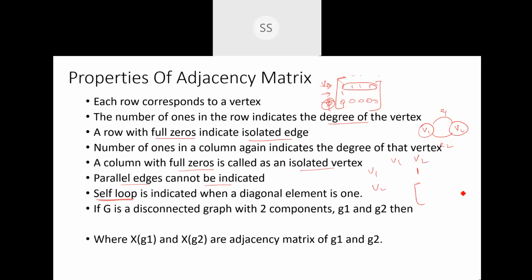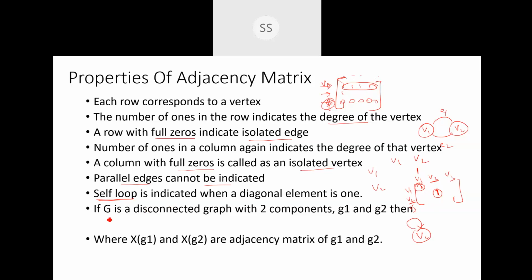Now, for the diagonal element condition, you can have V1, V2, and V3 along both rows and columns. If there is a 1 here, these are the diagonal elements. So I see a 1 here. That means I have a connection between V2 and V2. What do you mean by V2 and V2? V2 is connected to itself. That's it. So that indicates your self loop. Again, if I have a 1 between V1 and V1, it means I have a self loop at V1.